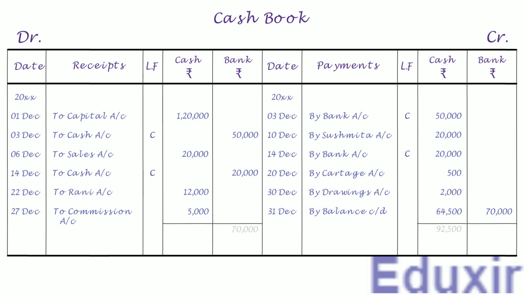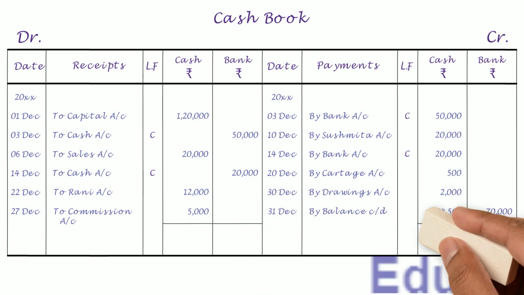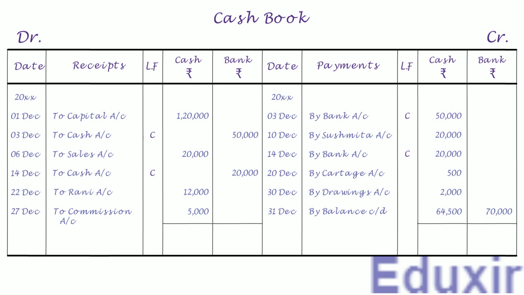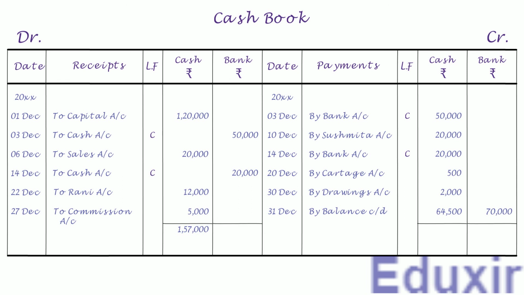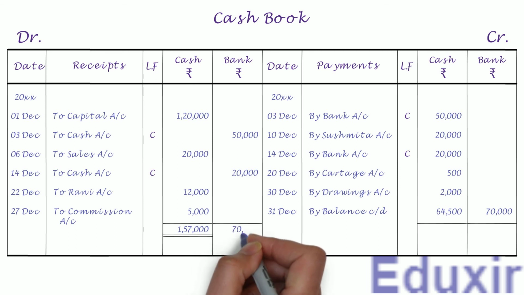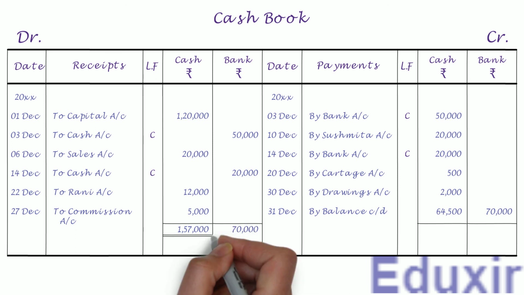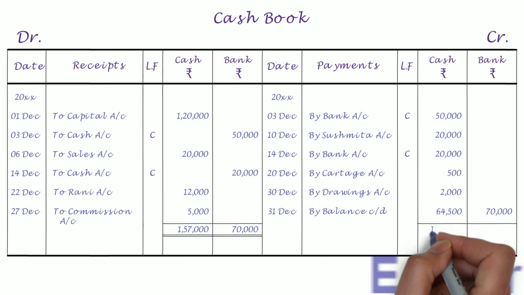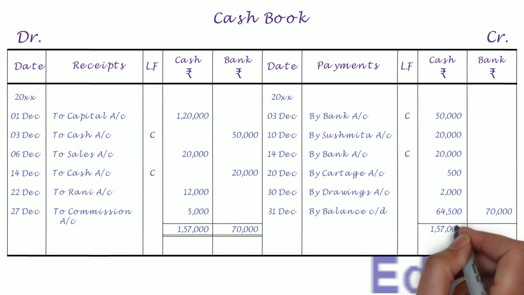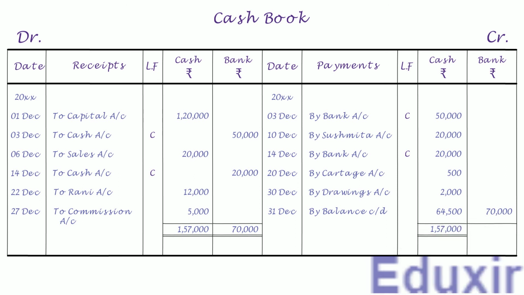Now if you total, as we have already done, the total of all the receipts on the debit side under the cash column will be 1,57,000. And the total of all the receipts on the debit side under the bank column will be 70,000. Similarly, the total of all the payments on the credit side under the cash column will be 1,57,000. And the total of all the payments on the credit side under the bank column will be 70,000. So the bank column cash book is balanced.